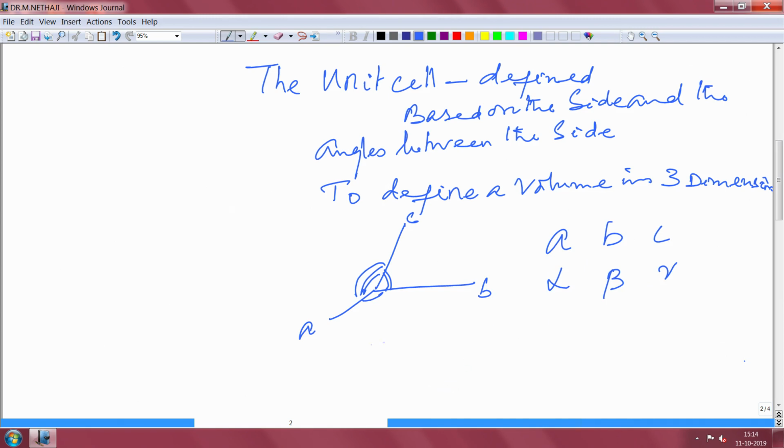Now, we can define it this way. The angle between A and B, the missing one respectively, is gamma. So that becomes gamma here. Between B and C, the missing one is alpha, so this becomes alpha. Between A and C, the missing one is beta, so this angle becomes beta. So, it is easy to remember, no need to mark up.